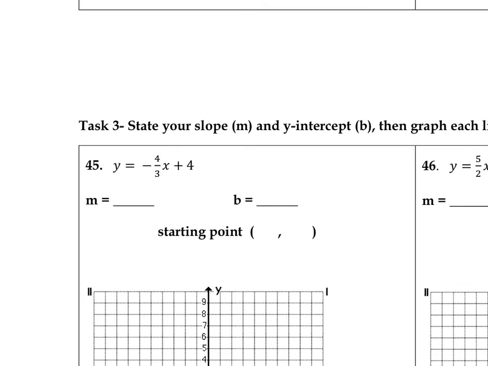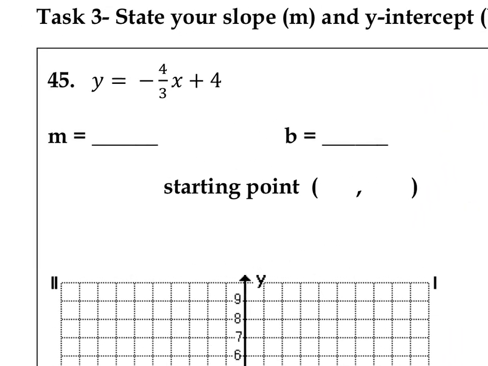Alright, next one. We have just 2 more here. Y equals negative 4/3 x plus 4. We're going to check that it's in y equals mx plus b form first. It is. So then I'm going to identify my m, which is negative 4/3.